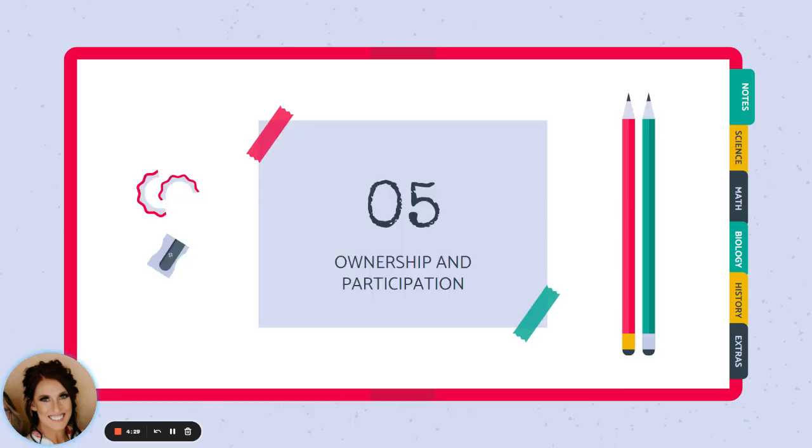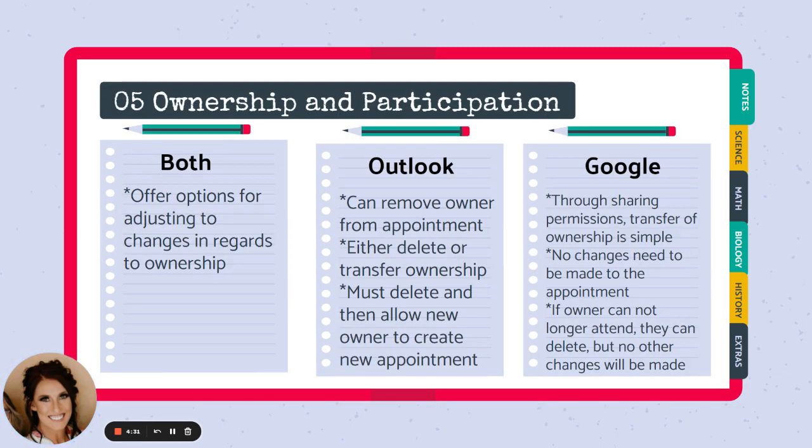Okay, number 5, ownership and participation. So both of them offer options for adjusting to changes in regards to ownership. So if you are creating an event and something happens where you don't want to be the coordinator anymore, there are options that you can transfer that ownership.